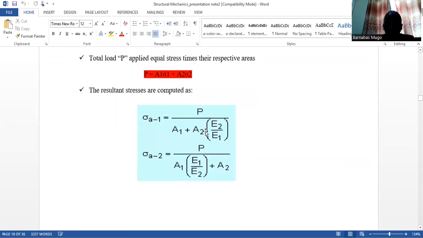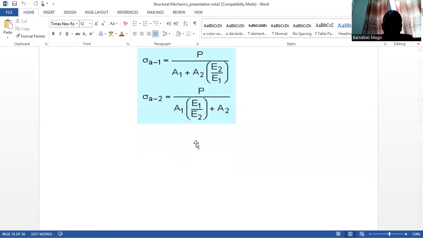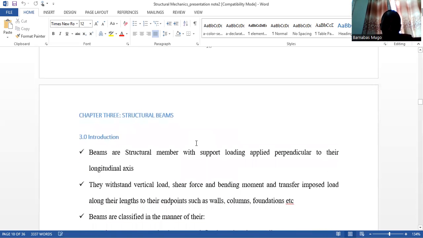The resultant stresses are going to be as given in this equation. That is, the stress in the first material is going to be given by the first equation, and then the stress in the second material is going to be given by the second equation. P is the force in that case. A1 is the area of the first material. A2 is the area of the second material. E1 is the Young modulus of the first material, and E2 is the Young modulus of the second material. This is how you can determine the resultant stresses in the two materials.